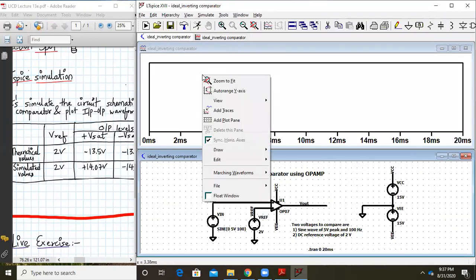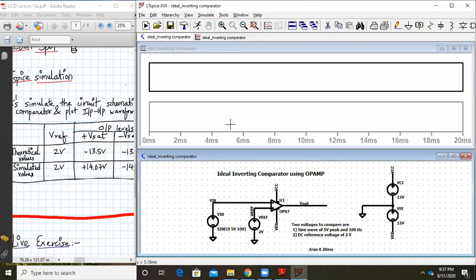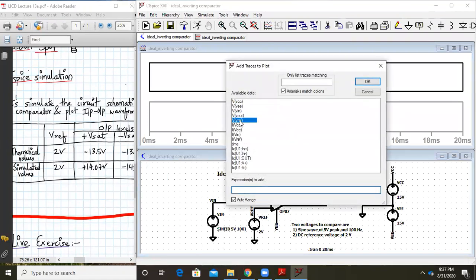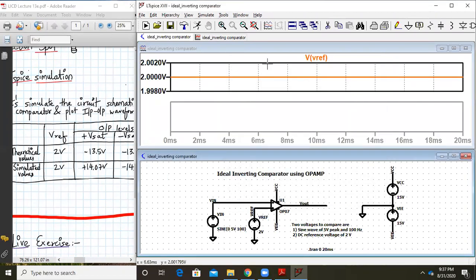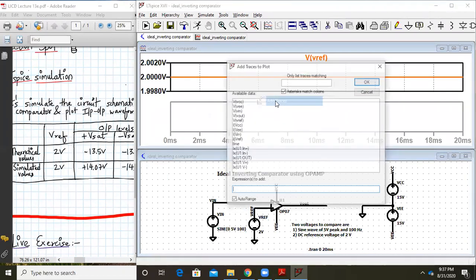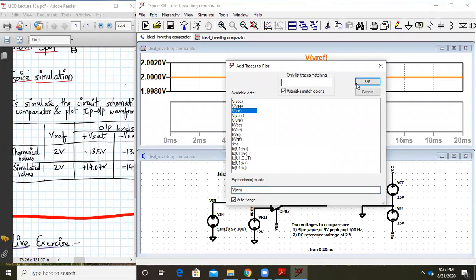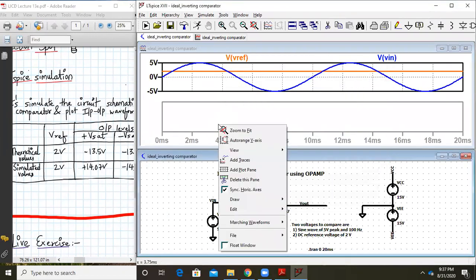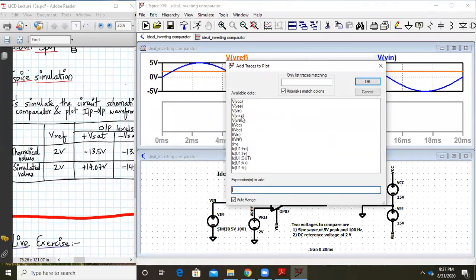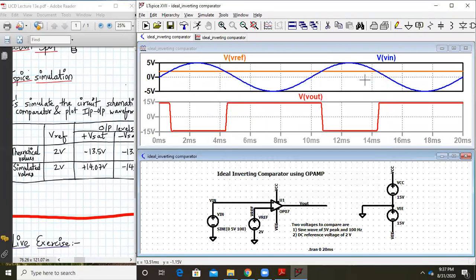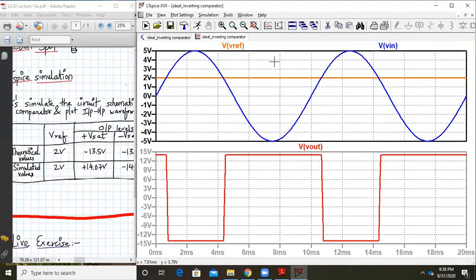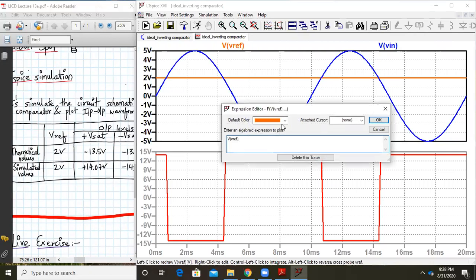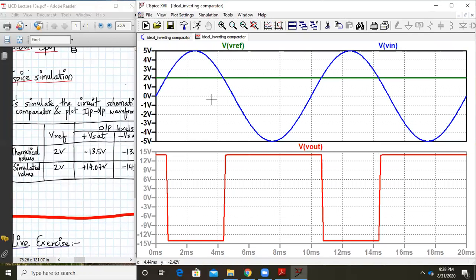So we simulate this, right click, add plane plot. We will add first V reference since we have labeled it properly. This is my V reference. Next is my V in. So that's my V in. And finally, we have V out over here. Okay, ready. So these are my waveforms. Let me change this color to maybe green. So those are the waveforms which we are getting.